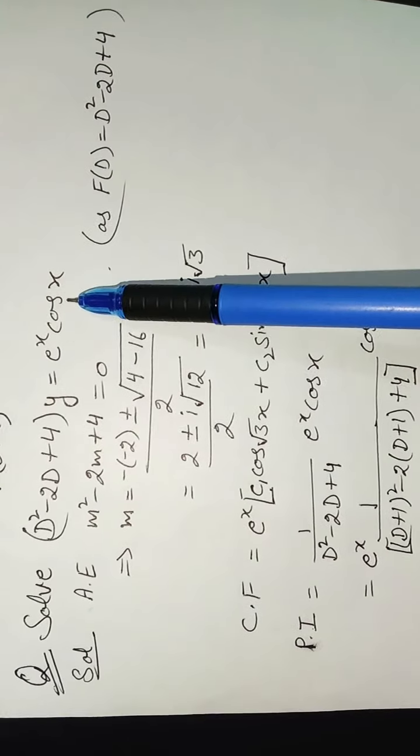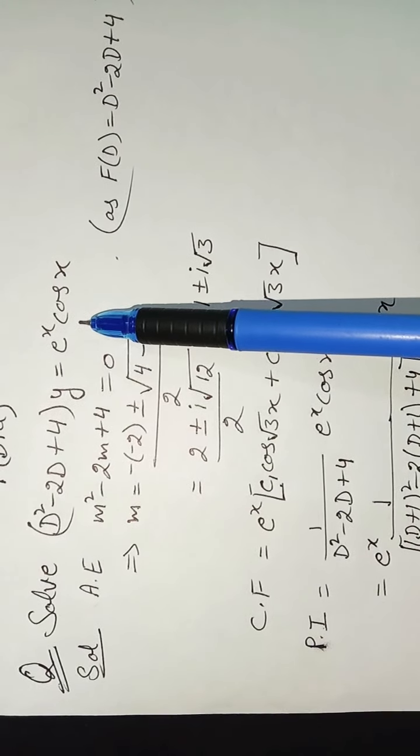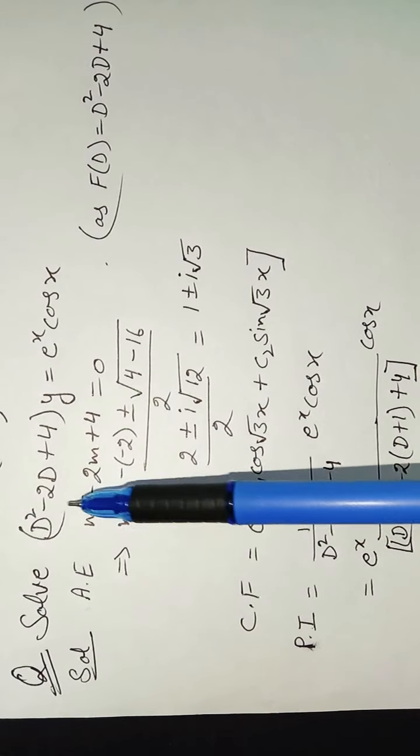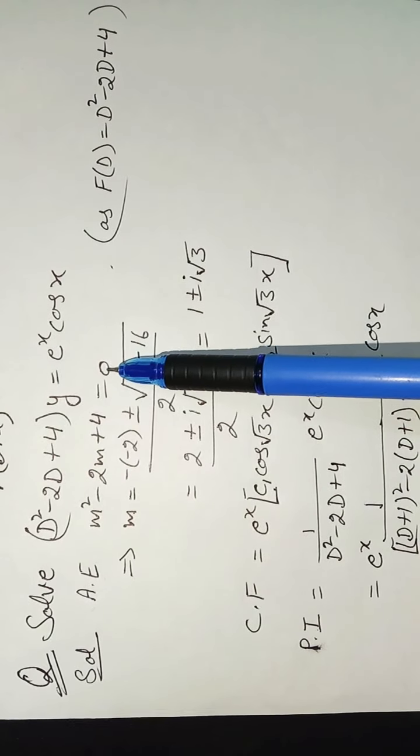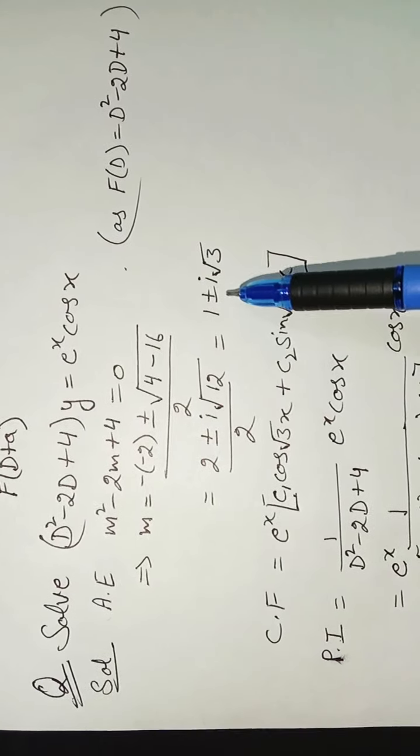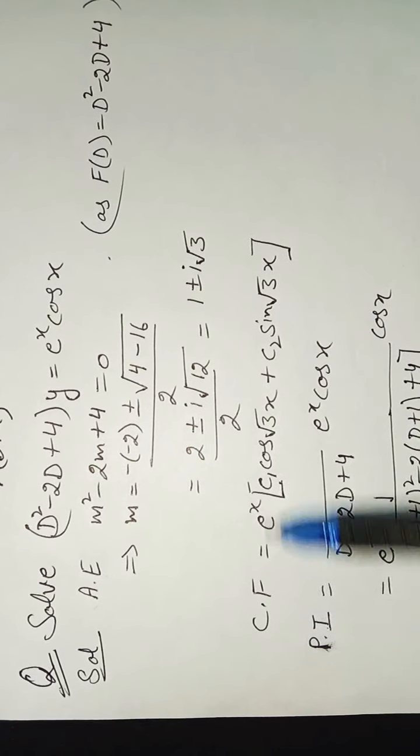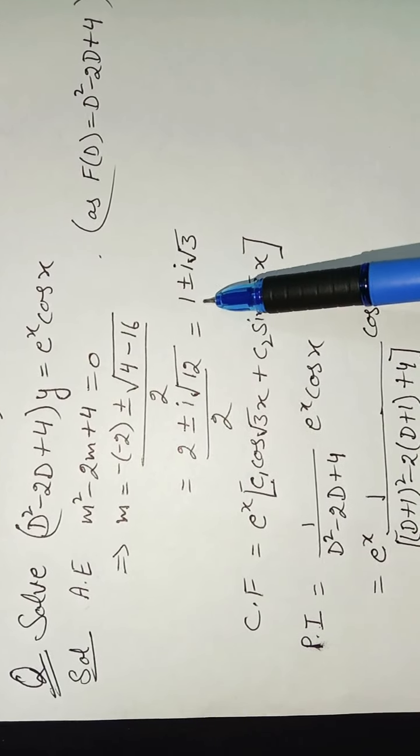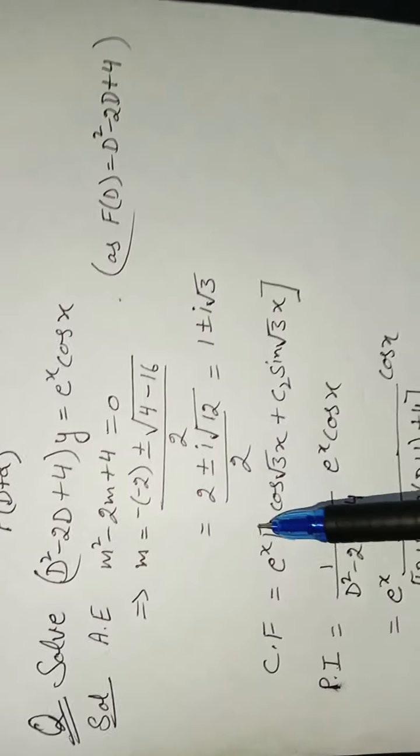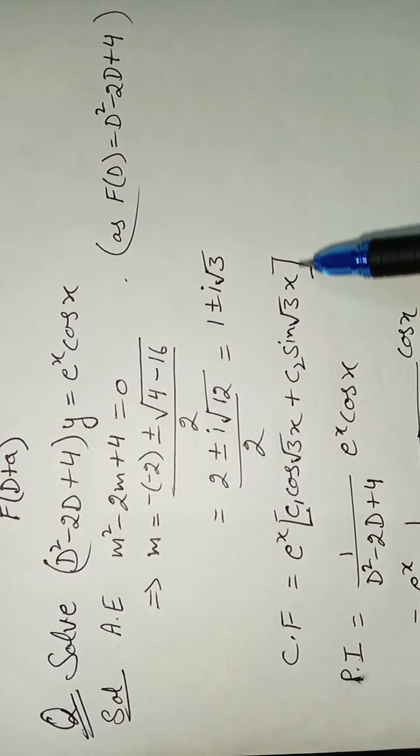Solve this differential equation. Now as usual we have to find the complementary function of this and the particular integral. So for the complementary function, the auxiliary equation is m square minus 2m plus 4 is equal to 0. This is a quadratic equation. After solving this you will have two values of m, 1 plus minus i root 3. So the complementary function is e raised to the power x, because the real part is 1, multiplied by c1 cos root 3x plus c2 sin root 3x.